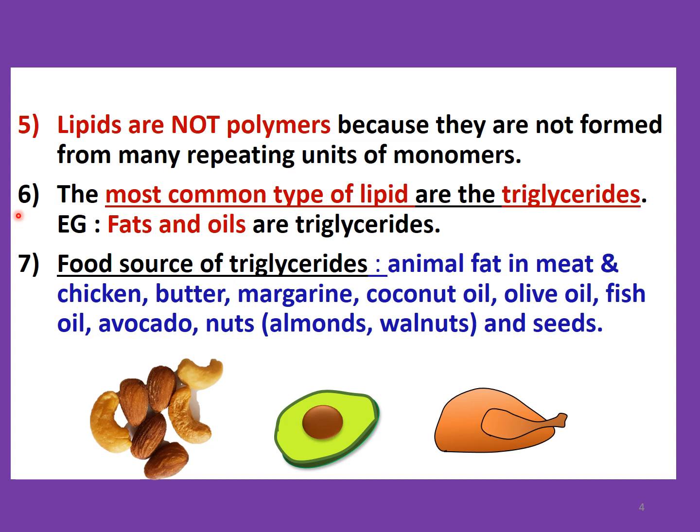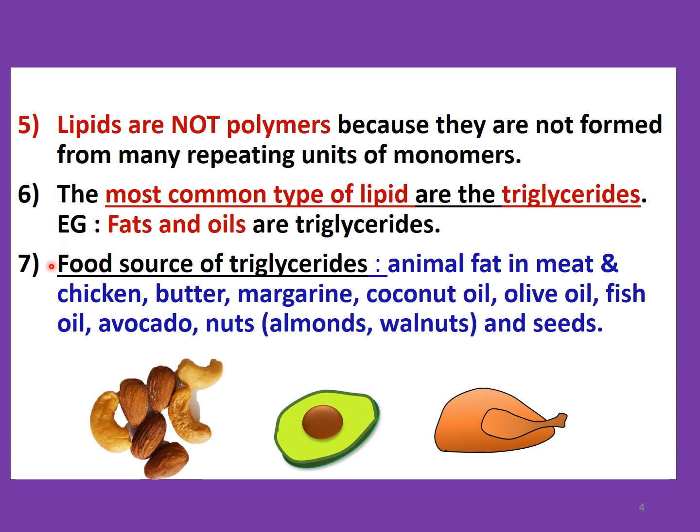Now number 6, the most common type of lipid are the triglycerides. Fats and oils come under this category. Fats in animals are in solid form, while oils are in liquid form. For example, your cooking oil, maybe palm oil or sunflower oil or corn oil and so forth. All these are liquid, so they are called oils. They are liquid at room temperature. If they are solid at room temperature, they are called fats.